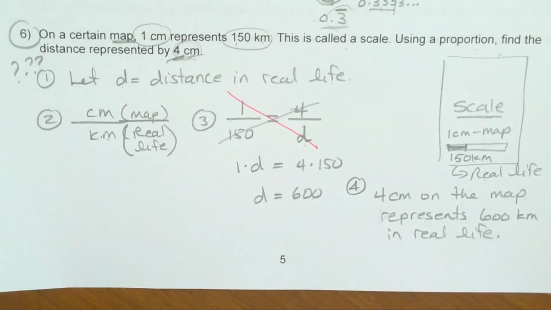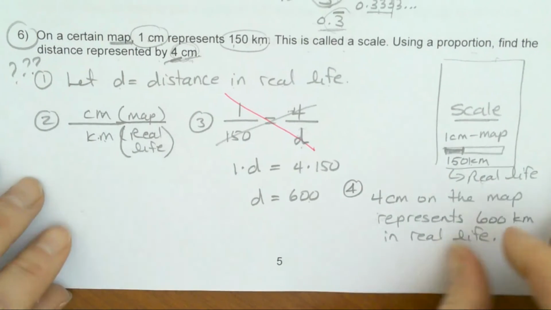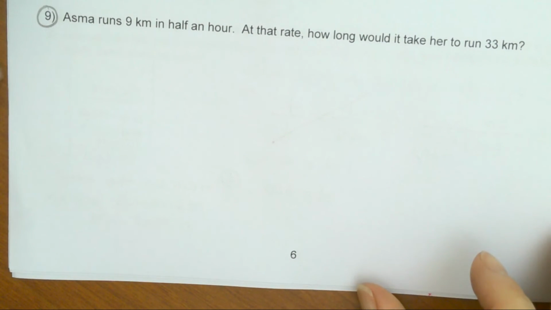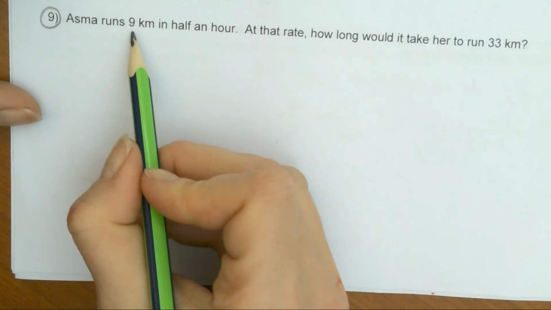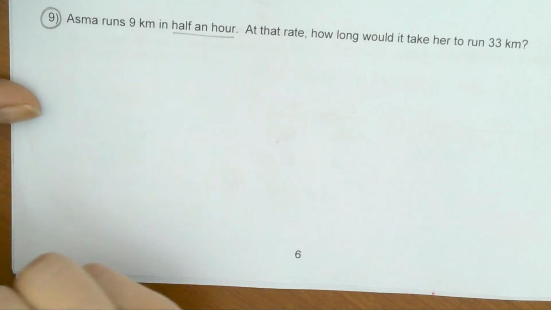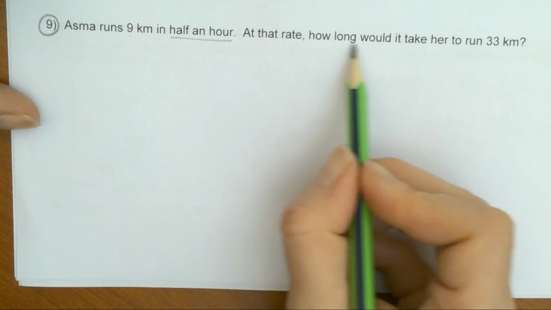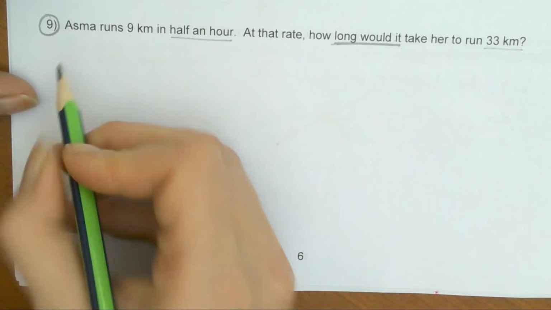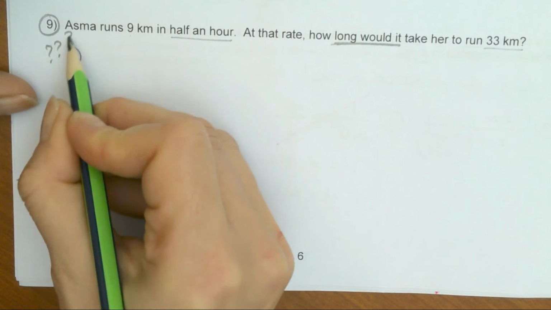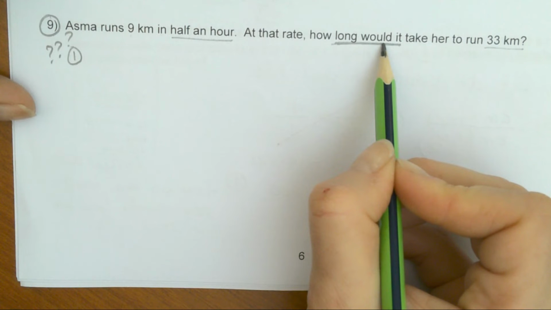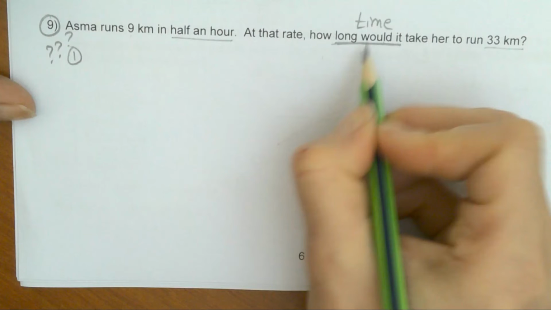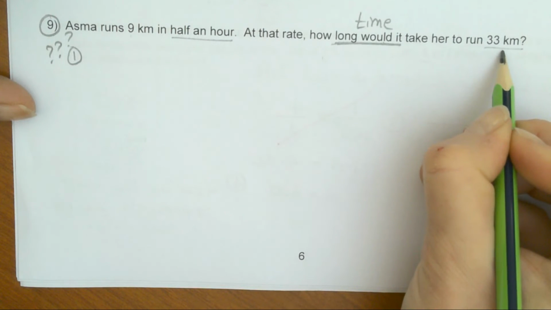Okay. So now I want to do question 9. So Asma runs really fast. She can run 9 kilometers in half an hour. At that rate, how long would it take her to run 33 kilometers? How long? Step 1 is saying, what are they asking? How long? Time. They're asking us, how much time does it take her to run 33 kilometers?